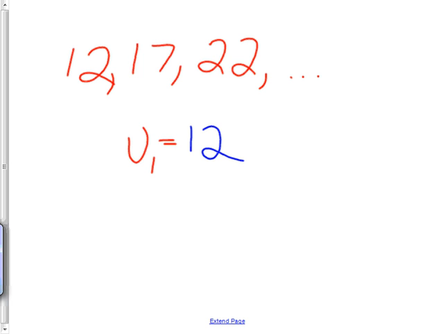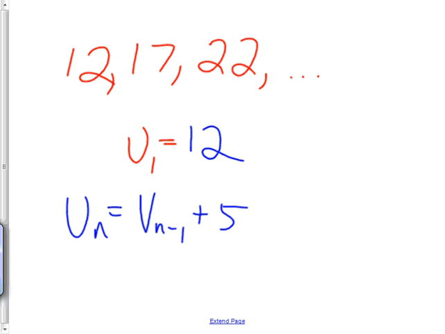U1 equals 12. Why? Because you start by saying what the first term of the sequence is. Then you always say this: Un equals Un minus 1. That's going to be in every single sequence you ever write. So just get used to writing that little series there. And then you have to say what's happening. We're adding 5 each time. So that is your recursively defined sequence.